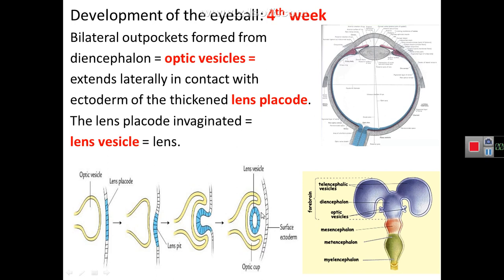As you can see, the mouth of the optic cup will form the pupil of the eye, and the cup will form the following. The anterior part of the cup will form the iris and ciliary body, but the posterior part of the cup will form the retina.